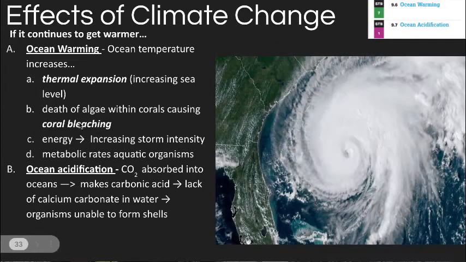The next thing is increasing energy in the atmosphere. As temperatures are warmer, there's more energy, which can lead to more violent storms or more frequent storms. We can also have metabolic rates of aquatic organisms increasing as a result of warmer temperatures and not being able to keep up with the demands of their metabolic rates going up.